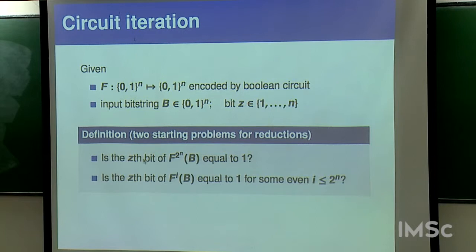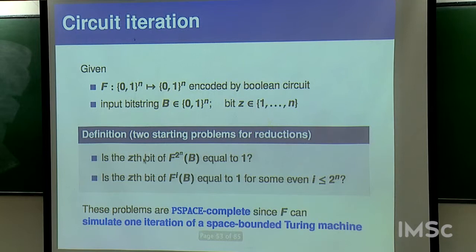Okay, so hopefully it's fairly clear that these are PSPACE-hard problems, because F can simulate one iteration of a space-bounded Turing machine. So iterating it corresponds to actually running the space-bounded Turing machine, and when we finish, we actually have the final configuration of this thing. Okay, so here's the basic setup.